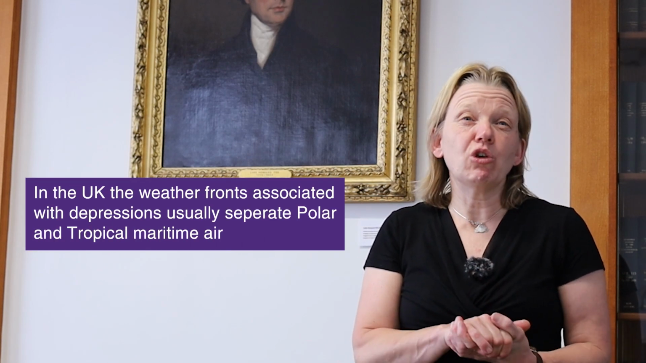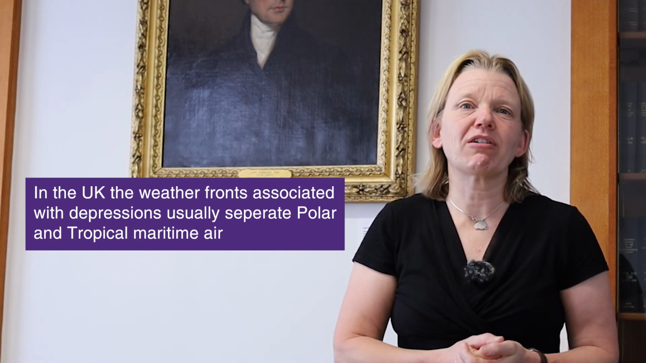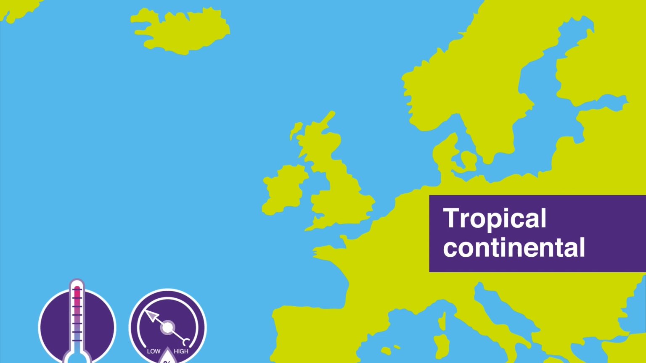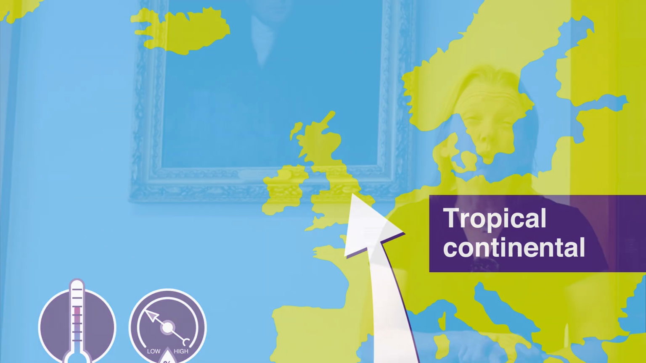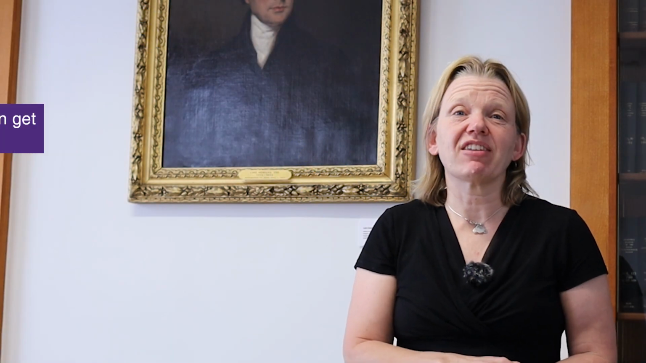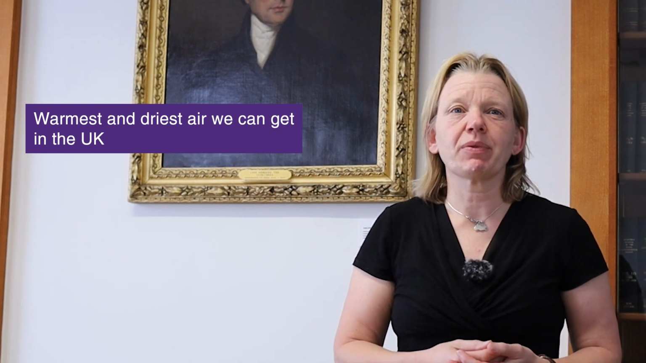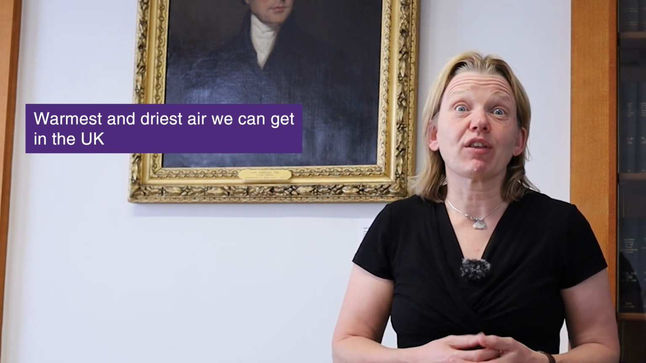In the UK, the weather fronts associated with depressions usually separate polar and tropical maritime air. We rarely experience tropical continental air that flows up from the Sahara over continental Europe. If we do, it can bring Saharan dust with it. This is the warmest and driest air we can get. Any moisture picked up over the Mediterranean will be rained out before it reaches us. So tropical continental air gives us clear skies.